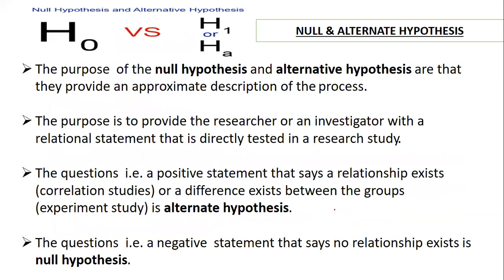So you have the null hypothesis and the alternate hypothesis. The null hypothesis is represented by H0, and the alternate hypothesis is represented by H1 or HA. The null hypothesis is a negative statement, whereas the alternate hypothesis is a positive statement. So if one gets rejected, the other gets accepted, and vice versa, depending upon the verification.